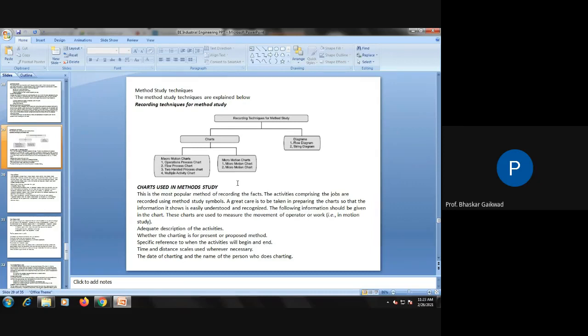Here, four types of charts are there, and next is micro motion. Micro and macro motion, two charts are there. This micro motion chart is for small movement, and the macro motion chart is for big movement. One example, operation process charts.